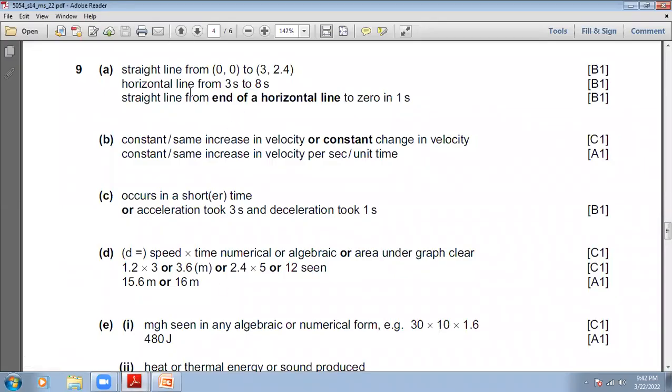Okay, so this is the marking scheme coming up on your screen. Question number 9, part A. So you can pause the video and check the answers.